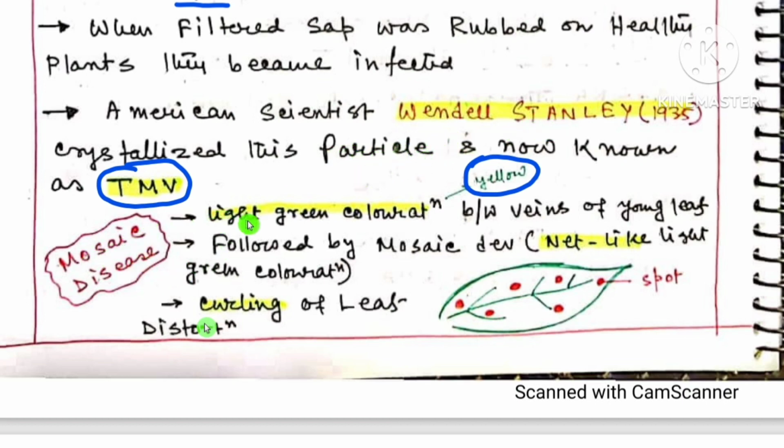Now, what are the symptoms of this tobacco mosaic disease? Light green coloration appears between the veins of young leaves. So these are the veins, and in between these veins the light green coloration can be seen, followed by mosaic development. Mosaic means a net-like light green coloration can be seen, along with curling and distortion of the leaf. This is the normal shape of a leaf, and curling means the leaf becomes curled. Or the shape is changed, and this is called distortion of the leaf.